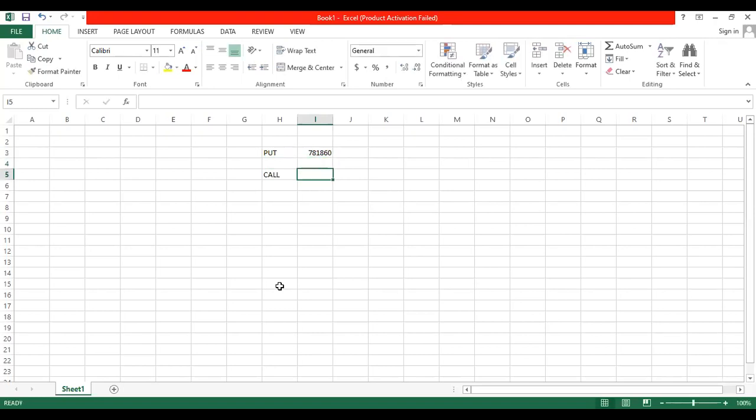7818650. And call has a value of 6967600. So if I talk about PCR value, then PCR is put divided by call. So here, put divided by call, I have a figure.